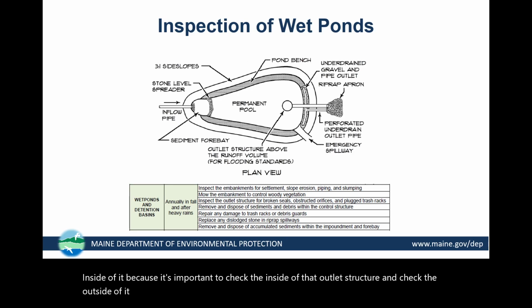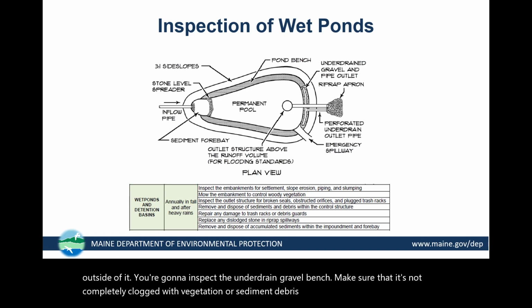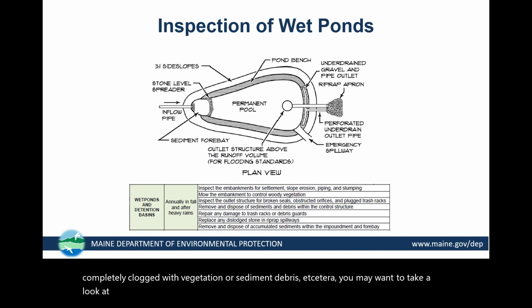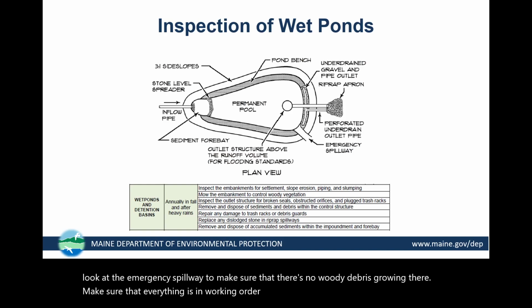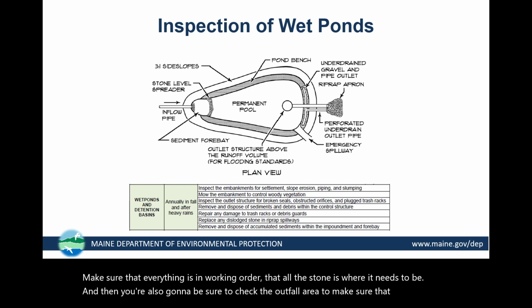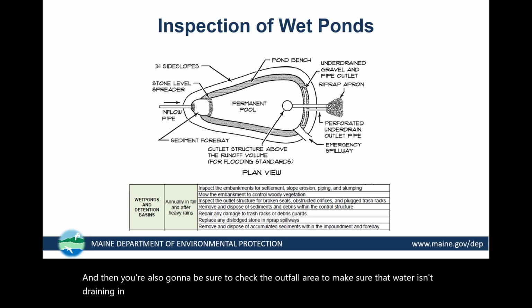You're going to inspect the underdrained gravel bench, make sure that it's not completely clogged with vegetation or sediment, debris, etc. You may want to take a look at the emergency spillway to make sure that there's no woody debris growing there, make sure that everything is in working order, that all the stone is where it needs to be. And then you're also going to be sure to check the outfall area to make sure that water isn't draining in an uncontrolled way. You want to make sure it's stabilized.